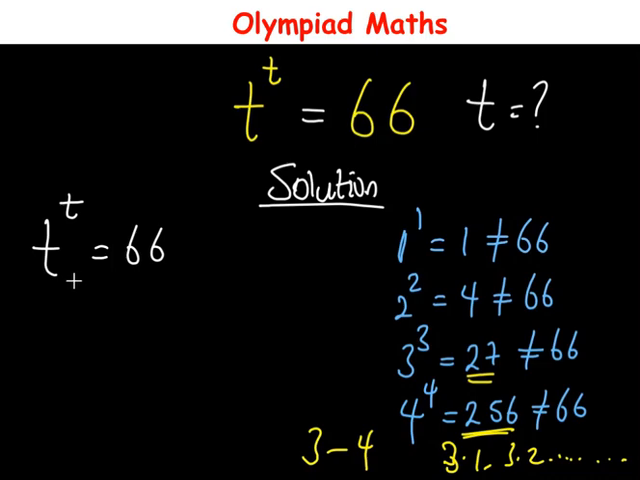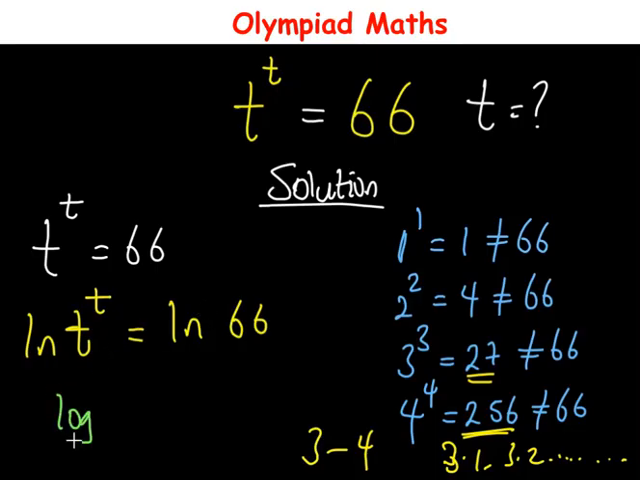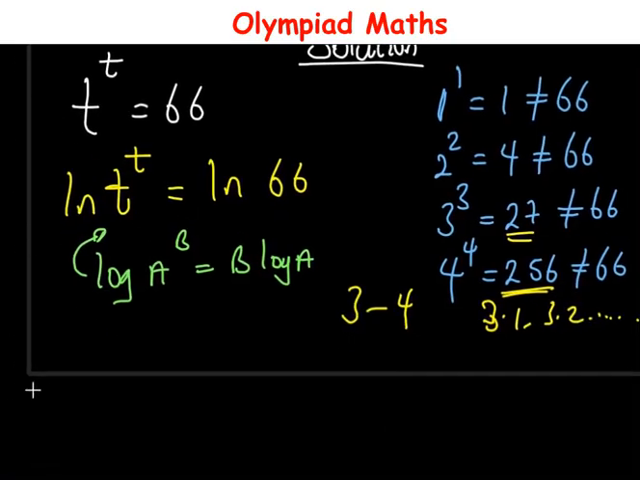Looking at this, the first thing is that we are going to introduce natural logarithm to both sides of this equation. So this becomes ln of t raised to power t is equal to ln 66. At this junction, we are going to apply a property of logarithm, and the rule is this: if you have logarithm of a raised to power b, this becomes b times logarithm of a. So applying this rule, what you have is t times ln t is equal to ln 66.